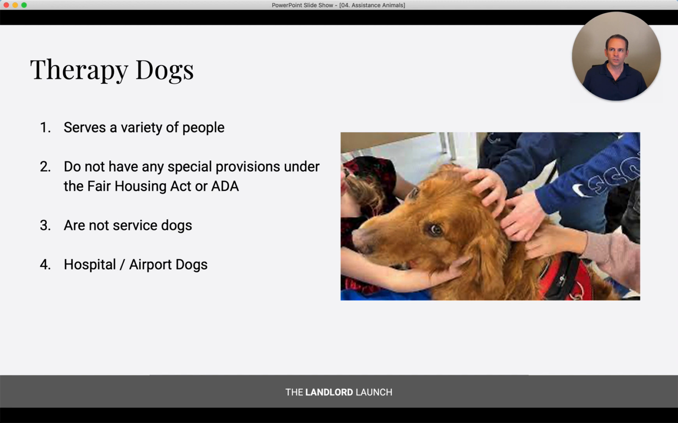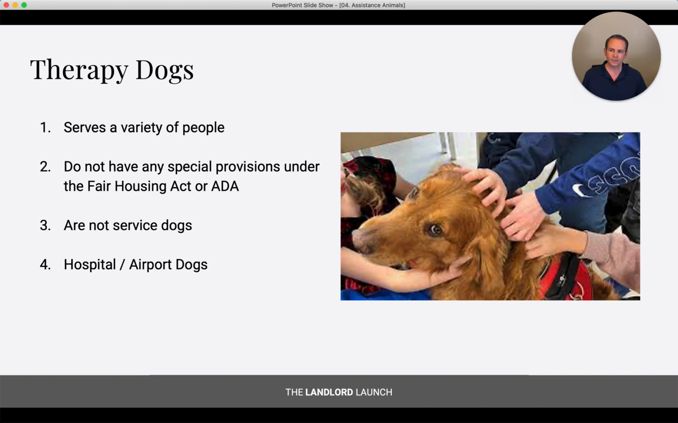Now, therapy dogs, although they're talked about and classified as an assistance animal, don't really enjoy the protections of the laws that are in place. We have two laws that we're primarily dealing with here: the Americans with Disabilities Act and the Federal Fair Housing Act, and then of course all the other potentially more restrictive fair housing acts and ordinances at the state, county, and city level.